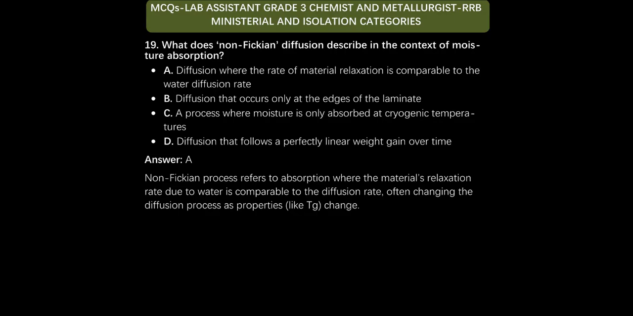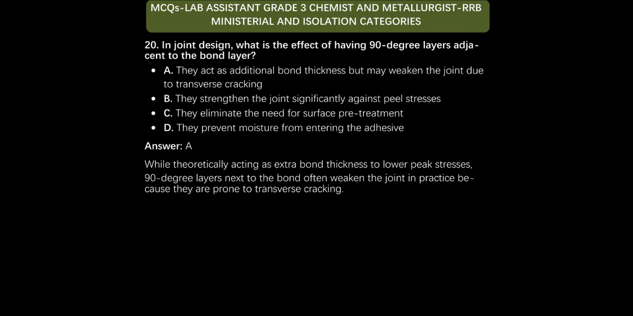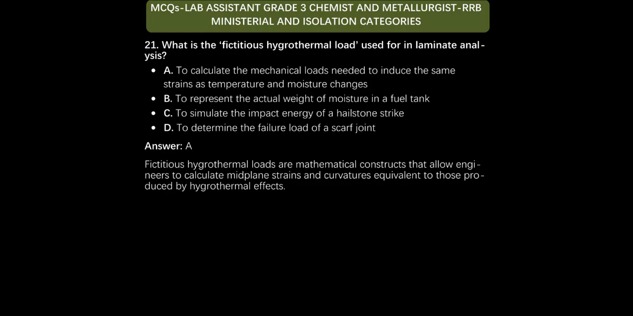Option A. Diffusion where the rate of material relaxation is comparable to the water diffusion rate. In joint design, what is the effect of having 90-degree layers adjacent to the bond layer? Option A. They act as additional bond thickness but may weaken the joint due to transverse cracking.